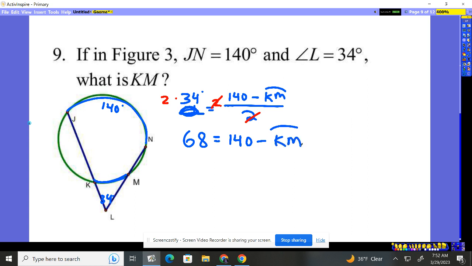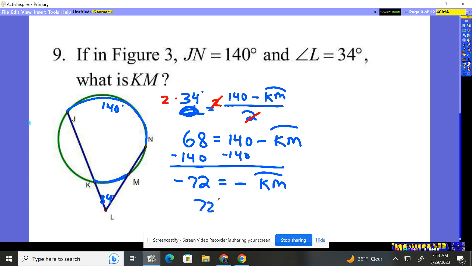So we have to figure this out. I need to move the 140 over, so I subtract 140 from both sides. Now this will give you what? Negative 72 is equal to the opposite of arc KM. So I need to divide by negative, or just get rid of both negatives. And I can see arc KM is 72 degrees, because 140 minus 72 divided by 2, boom, gives you 34.